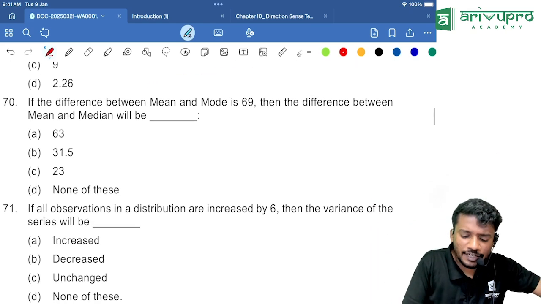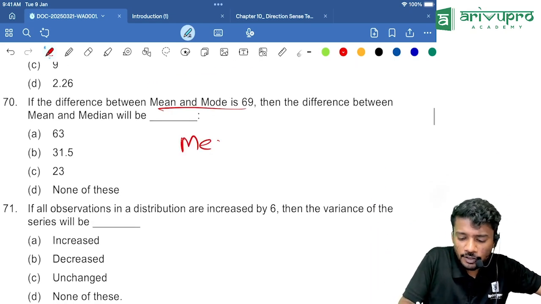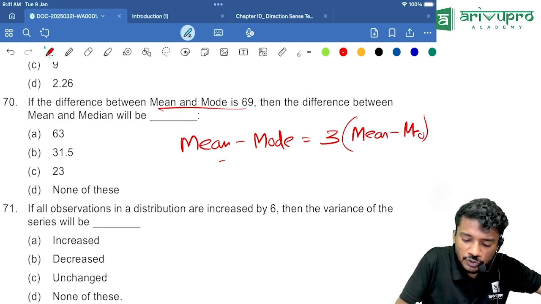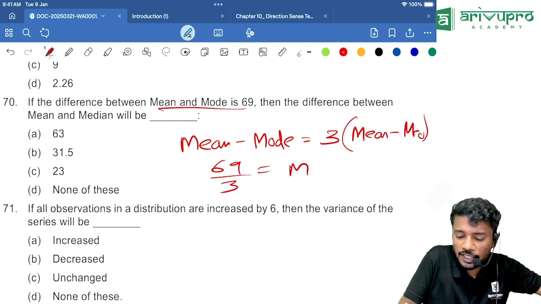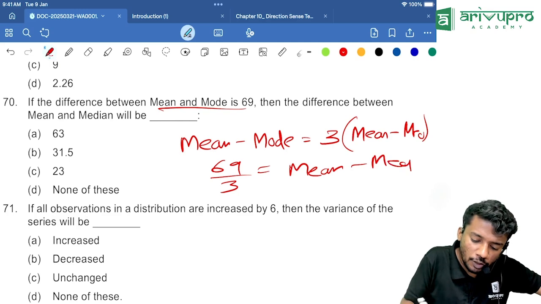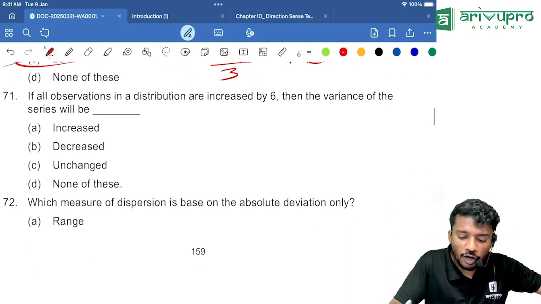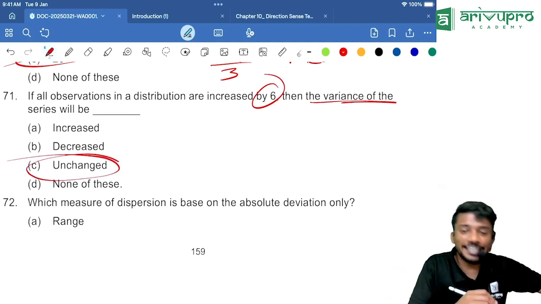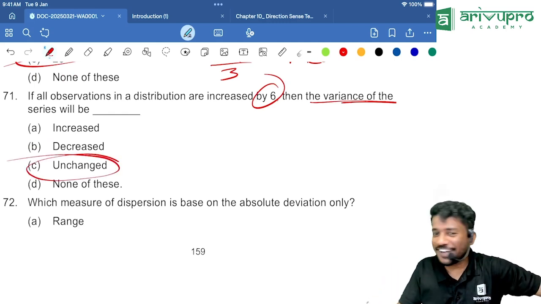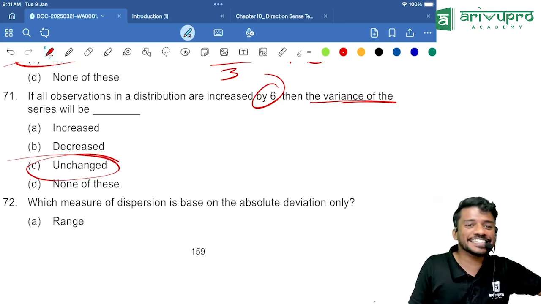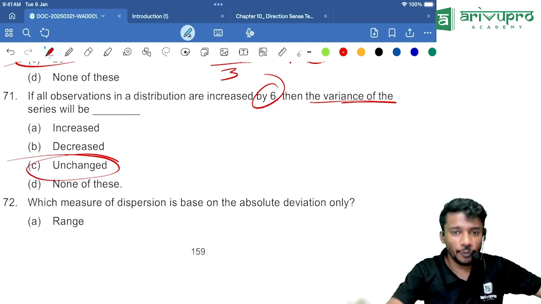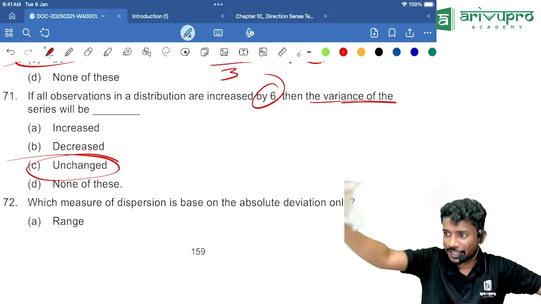Then next one. Yesterday we did the same question. Mean minus mode. Mean minus mode for skewed is what? 3 into mean minus median, which is equal to 69 divided by 3 is equal to mean minus median, which is equal to 23. Next question. If all observation in a distribution is increased by 6, the variance is unchanged. Good. Answer is unchanged. It is not affected by origin. I think now you are getting that clarity of origin more and more.